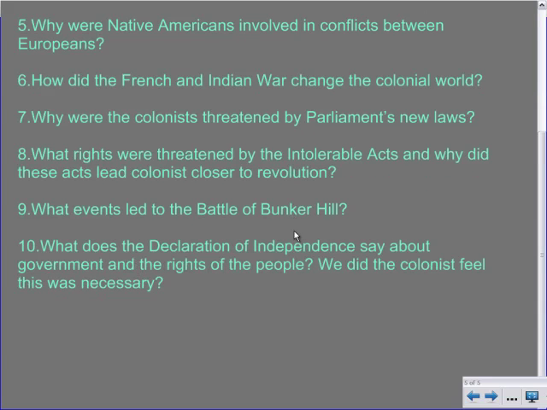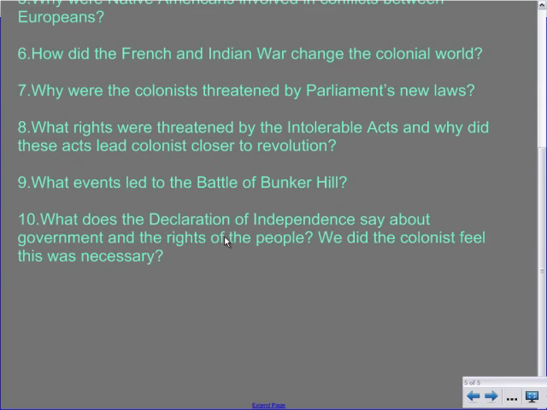What events led to the Battle of Bunker Hill? I would just start all the way back. You could start talking about Lexington and Concord, and that whole process of leading up to the British retreating, and then the British deciding that they're going to try to push back out of Boston to attack Bunker Hill and all this kind of stuff.